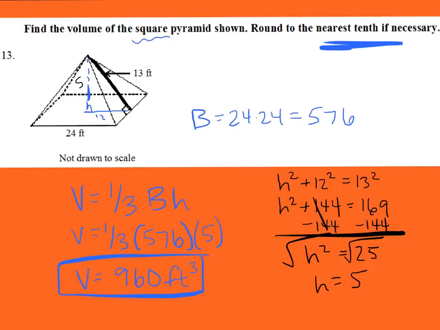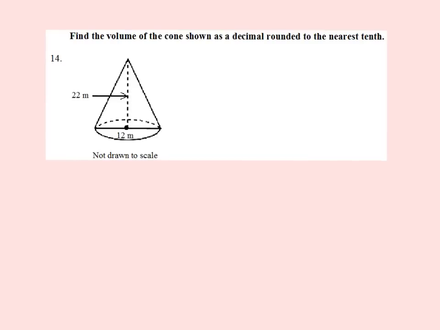All right, we've got another volume problem. This time it's a cone, not a pyramid. So I need my volume formula, which is 1/3 area of my base times my height. But I know because this is a circle, the area of my base is just going to be pi r squared. They gave me the diameter, but I know that this is half, so my radius is 6. So let's plug that in to find the area of our base.